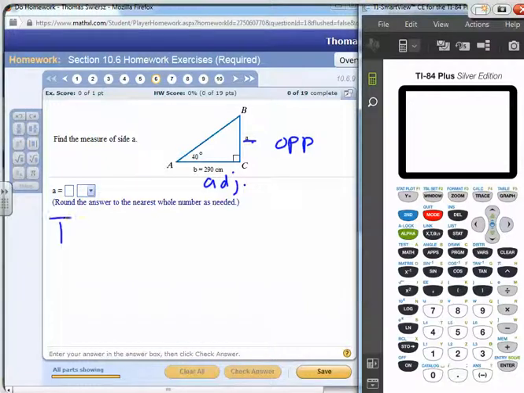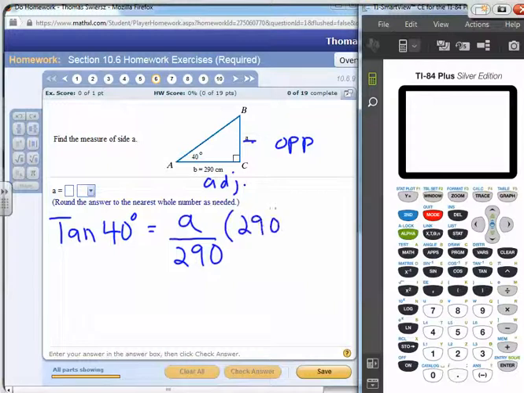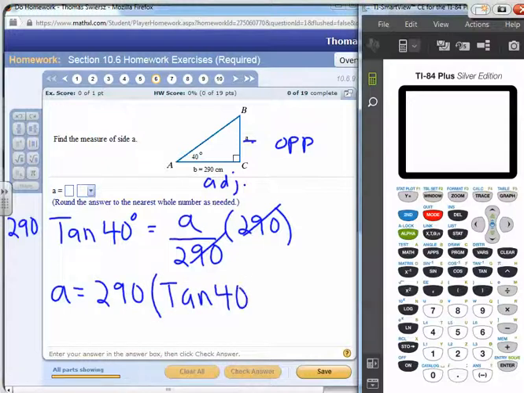So what we have is the tangent of the angle, with respect to angle A, 40 degrees, is equal to the side opposite, which we're trying to find, A, over the adjacent side, which is 290. Now to solve for A, since we're dividing by 290, we multiply both sides by 290. The 290s cancel, so A is going to equal 290 times the tangent of 40 degrees.